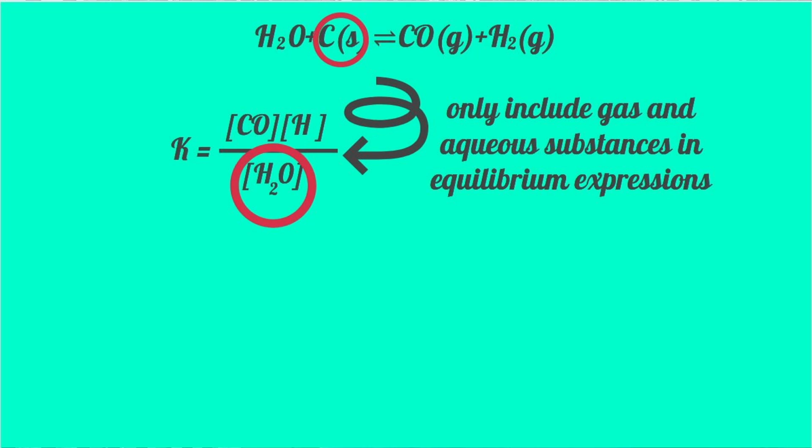Now let's say we have this reaction with water gas plus solid carbon will turn into carbon monoxide and hydrogen gas. Now see here in the equilibrium constant, we are not going to be discussing solids or pure liquids in this expression. We are only going to discuss gas and aqueous. See here, we are not going to discuss solid carbon because it doesn't make sense to have a concentration of something solid.